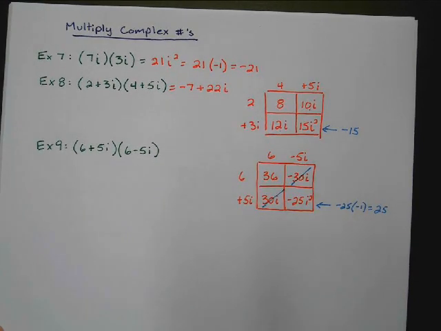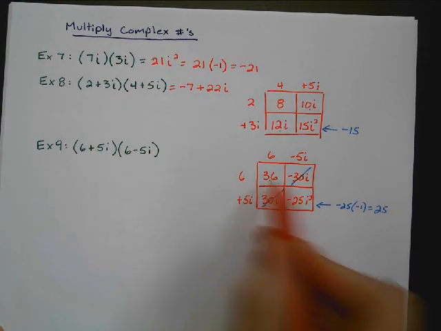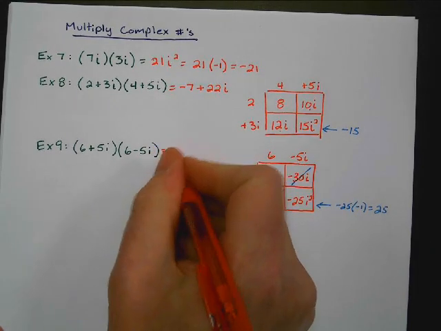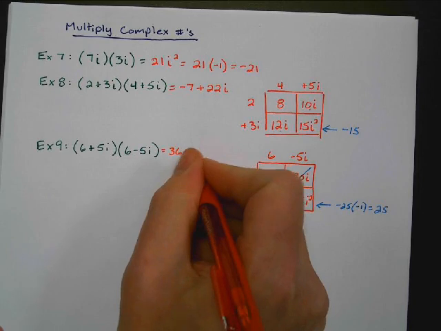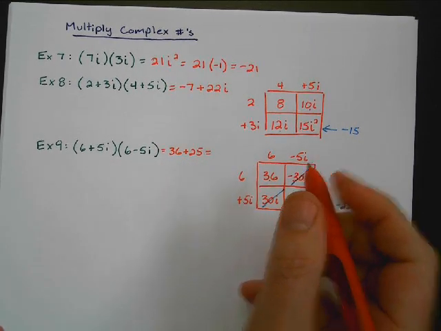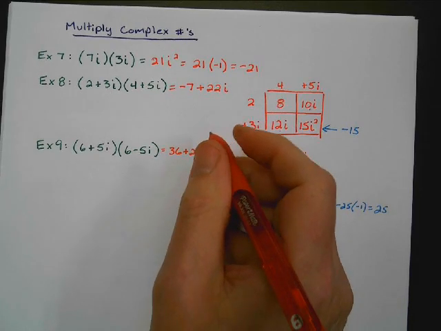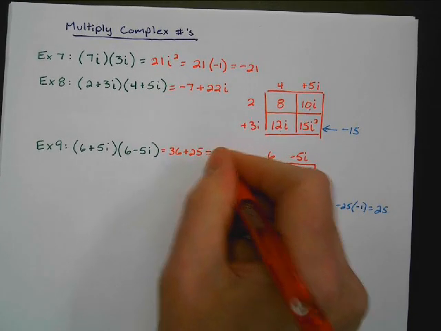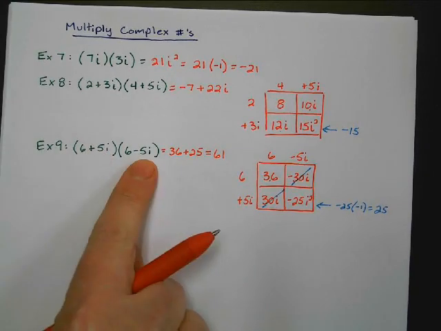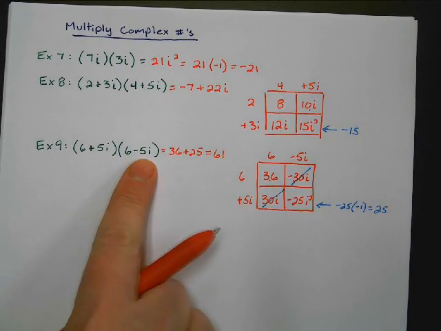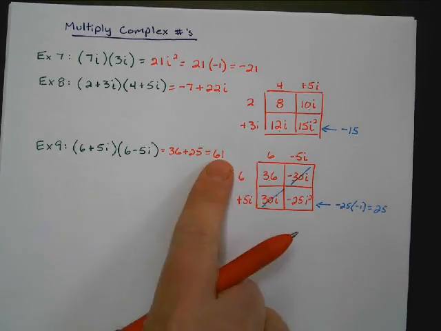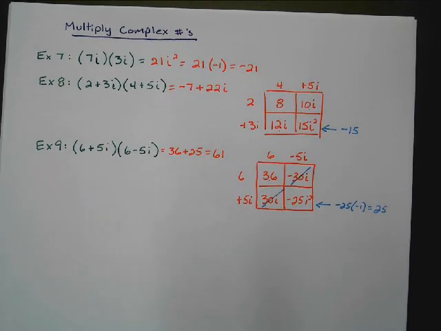So what am I left with? I'm left with 36 plus 25. And we get a real number from this, which would be like, what, 61? Yeah, 61. So when you have the difference of two squares, it's possible to end up with a real number of 61. All right, very last one.